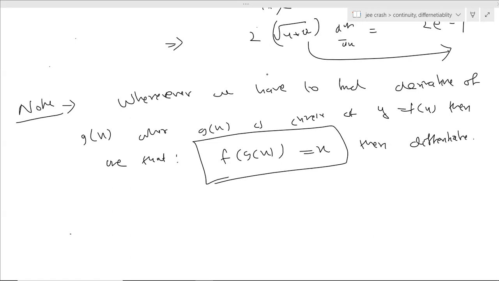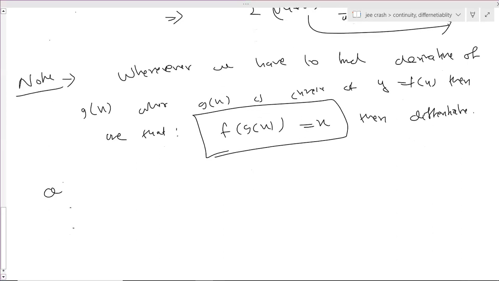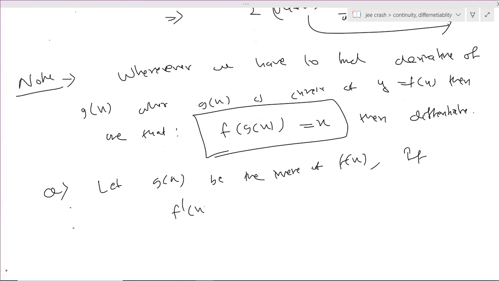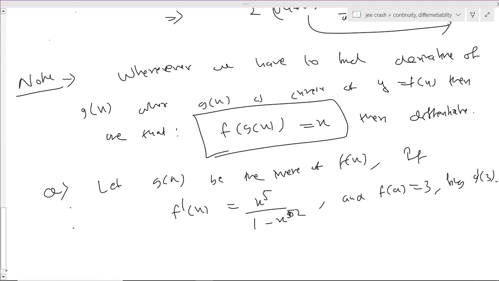All right. Why do we use this? Suppose one question. Let g of x be the inverse of f of x. If f dash x equals x to the power 5 upon 1 minus x to the power 2, and f of a equals 3, find g dash 3.